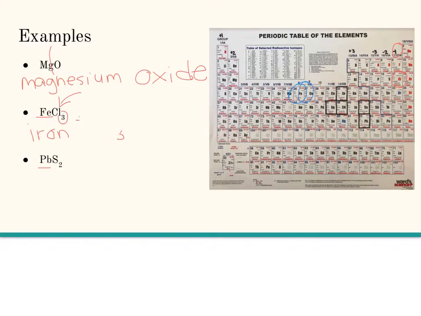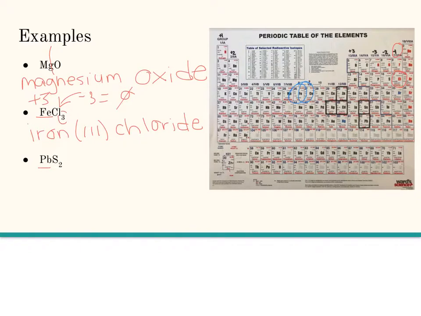So if the chlorine has a -3 charge, then there's 1 iron, so that iron has to have a +3 charge to offset the -3 so that the overall charge is 0. So when I go to name this, I name this as iron 3, Roman numeral 3, and then chlorine becomes chloride. So the proper name for FeCl3 is iron 3 chloride.